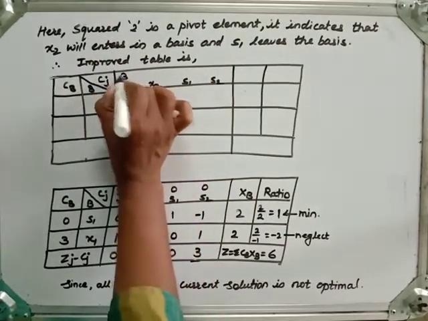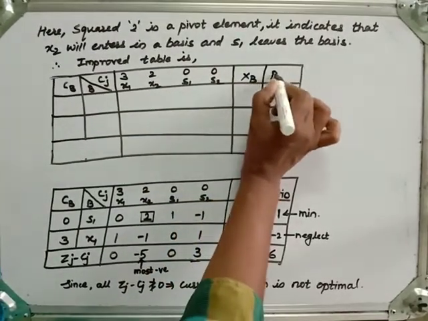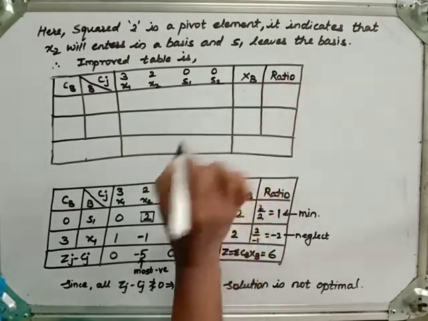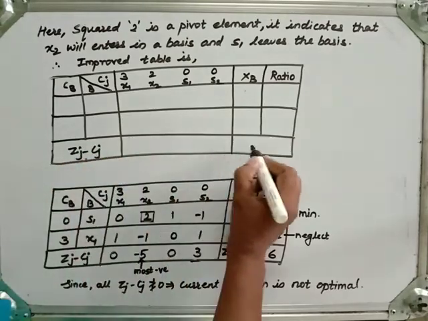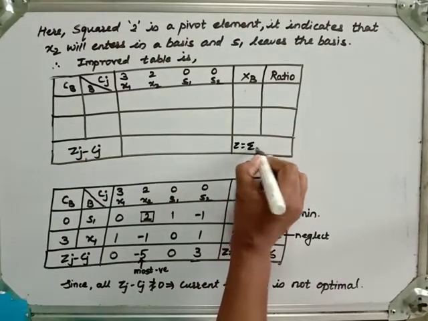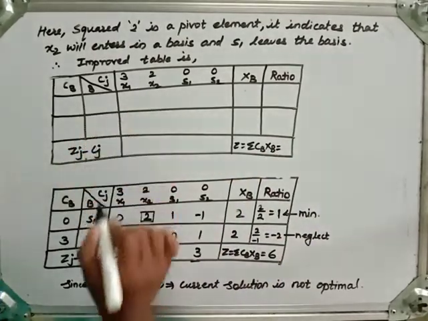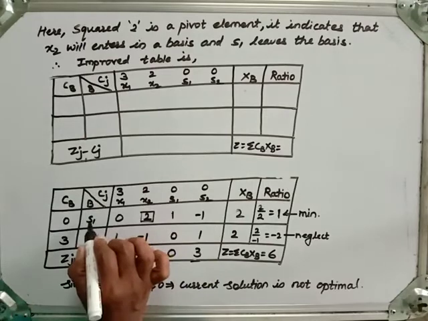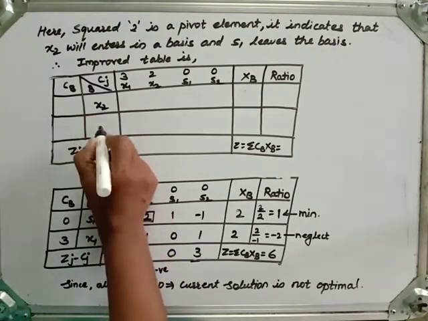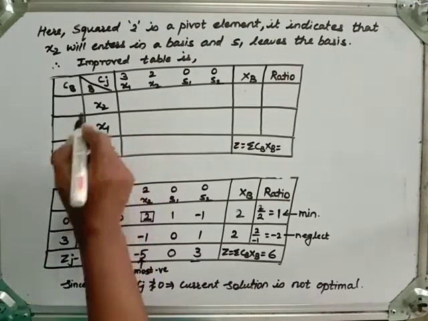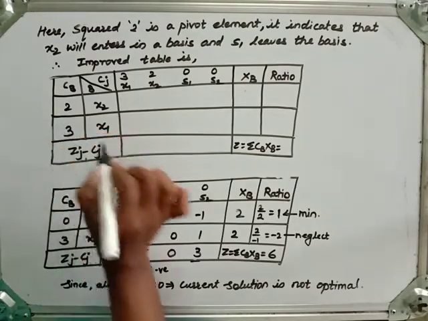Then 3, 2, 0, 0. Here XB ratio. Here Zj minus Cj, and here Z, that is summation CB into XB. Okay. Now here this X2 wants to enter at the position of S1. So here I must write X2, this X1 as it is. Now what is the coefficient of X2 is 2 and the coefficient of X1 is 3.